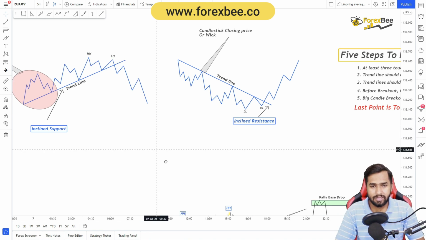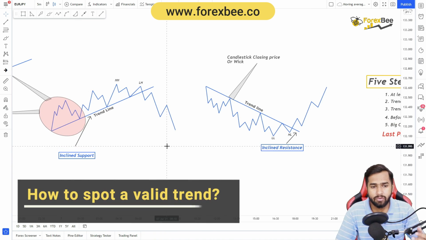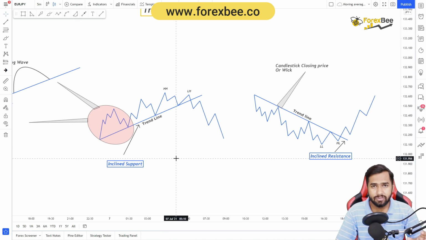So the first thing that we need to discuss is how you can spot a valid trend. Every trend line that you see in your charts is not tradable. You will be seeing trend lines throughout the day, but not all of them are tradable. So you need to look for some key points.